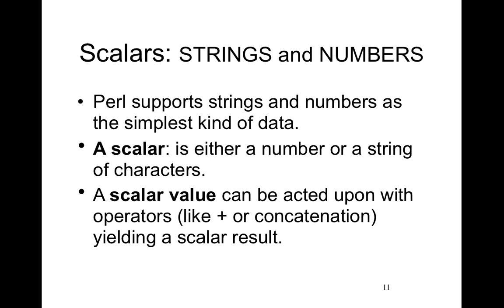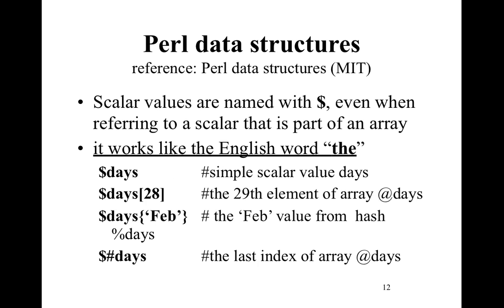It's pretty easy to remember because we don't necessarily have too many symbols. Lower the symbol set, make it easier to use variables. It's actually kind of straightforward. So strings and numbers, going back to single valued variables. Perl supports strings and numbers as the simplest kind of data. So a scalar is either a number or a string of characters. A scalar value can be acted upon with the operators plus or concatenation. If it's numbers, it's a plus. If it's strings, it's concatenation, yielding a scalar as a result. So two scalars added together is going to equal a single value scalar.